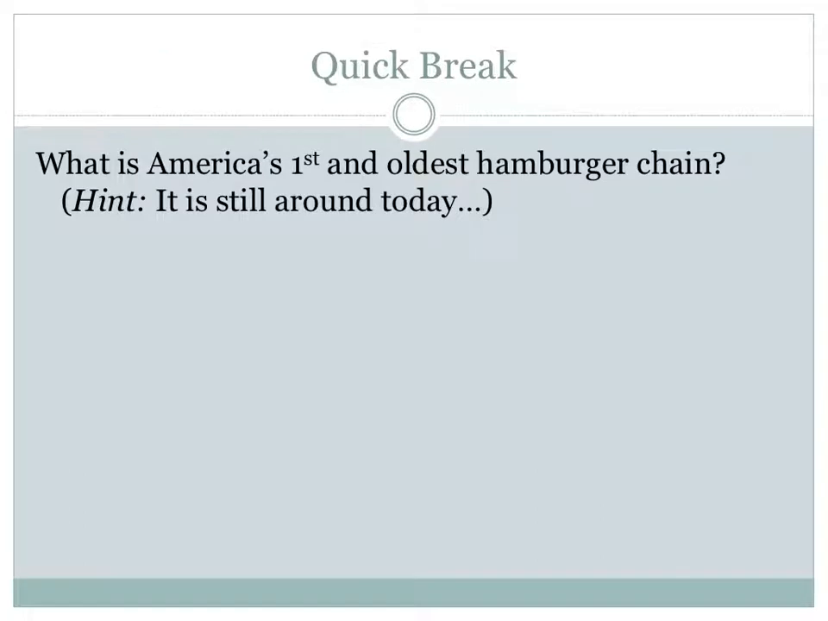Before we do that, I have a quick break for you. What is America's first and oldest hamburger chain? My hint for you: it is still around today, this chain. You've definitely heard of it. So, see if while we're going through the next few problems, you can think of an answer for this.